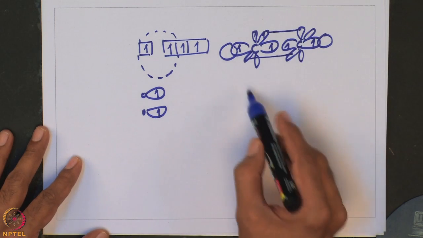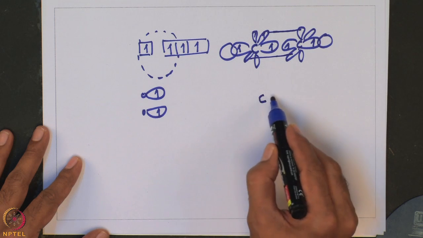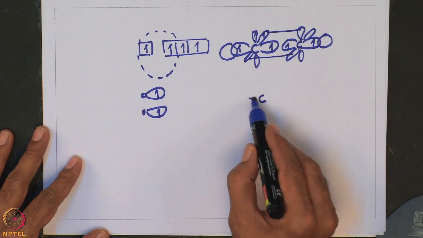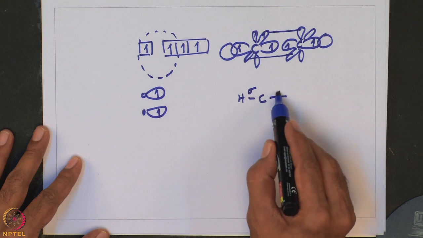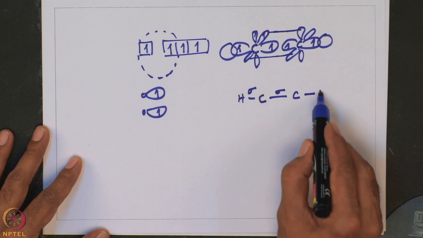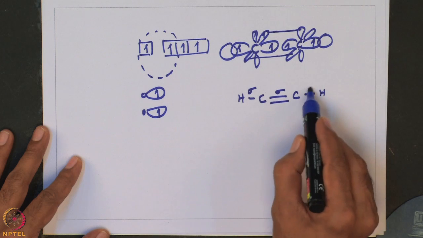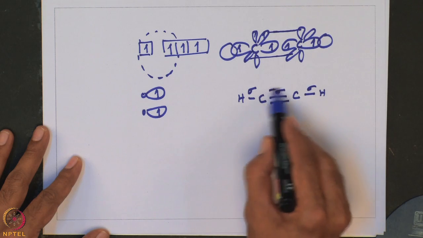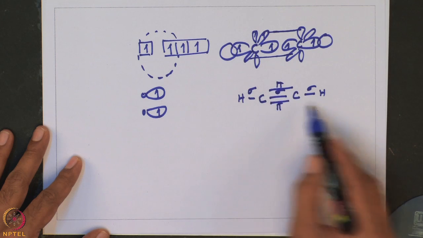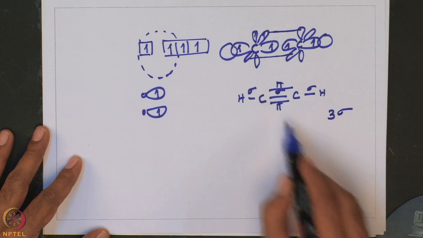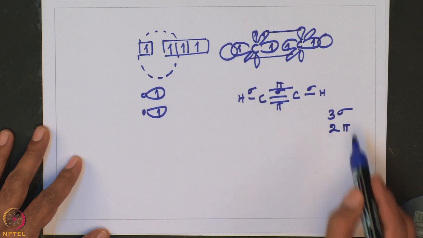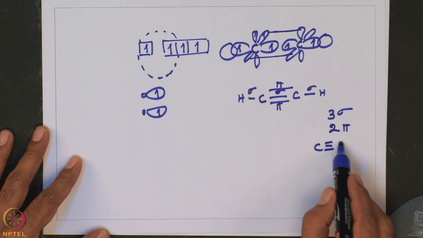So, now what we have in case of acetylene is 1 sigma bond, another sigma bond, and 1 pi bond, another pi bond. So, that means in this one we have 1, 2, 3 sigma bonds and 2 pi bonds. So, you can explain bonding in acetylene.